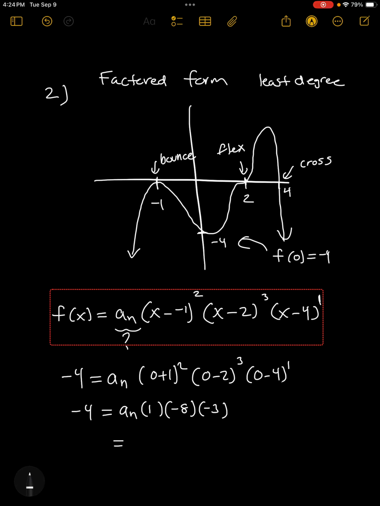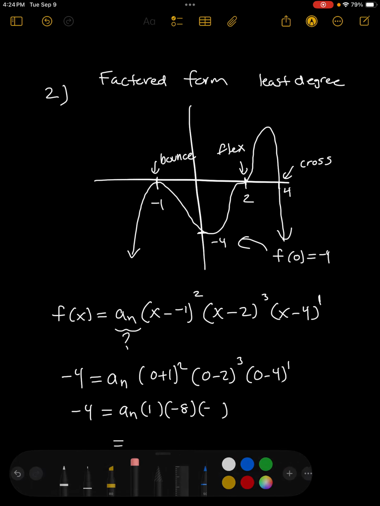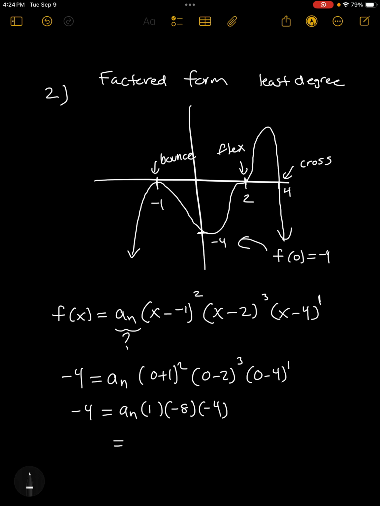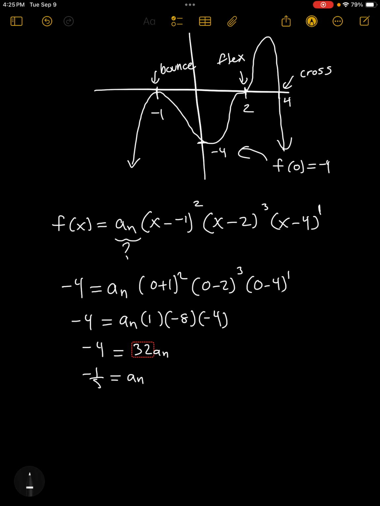Okay, so if I multiply this guy by -4, right, I'm going to get positive 32. Okay, so 32 a sub n, -4, a sub n. If I divide both sides by 32, I'm going to get -1/8. All right, so I finally have my leading coefficient. My final answer is -1/8 times (x plus 1) squared, (x minus 2) cubed, right, times (x minus 4).